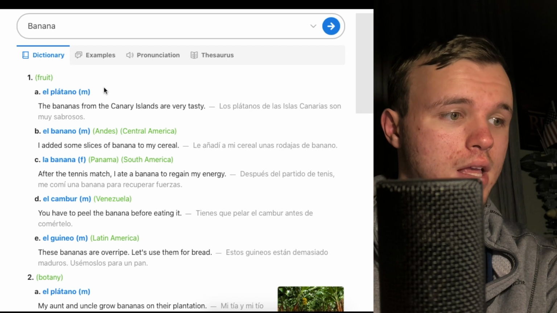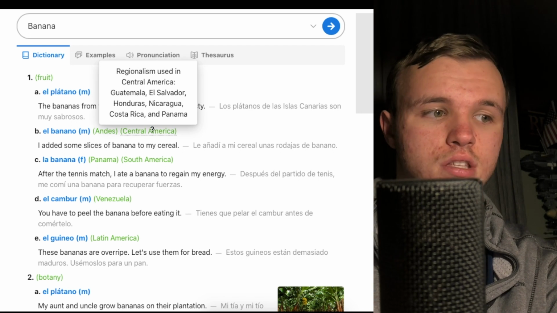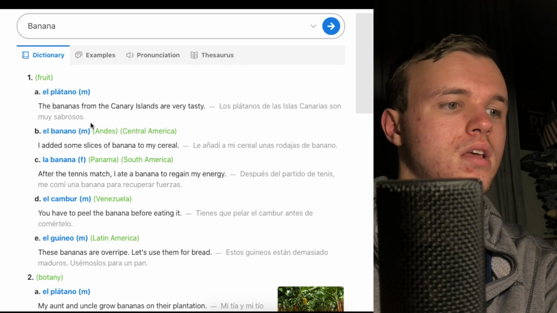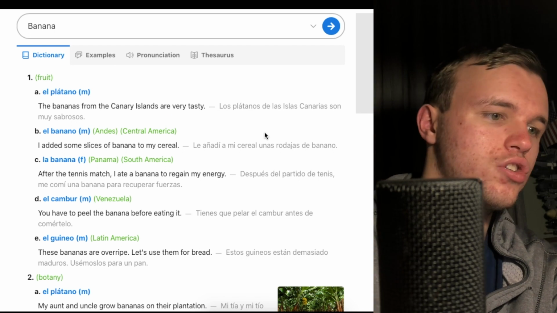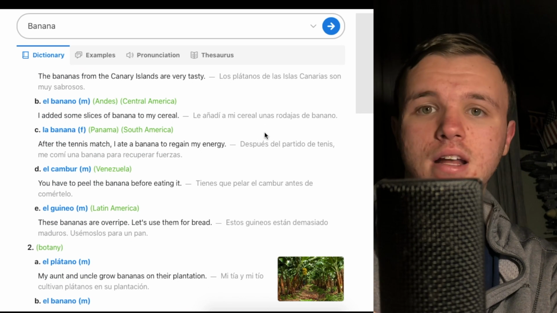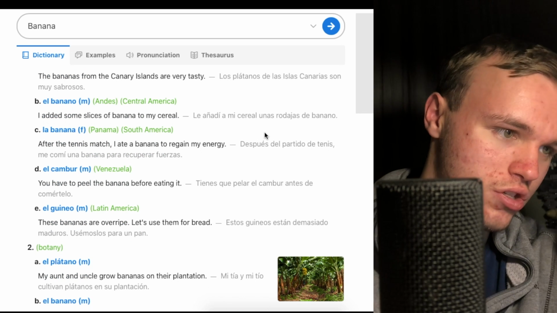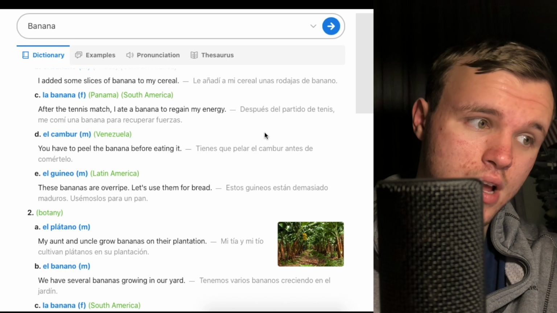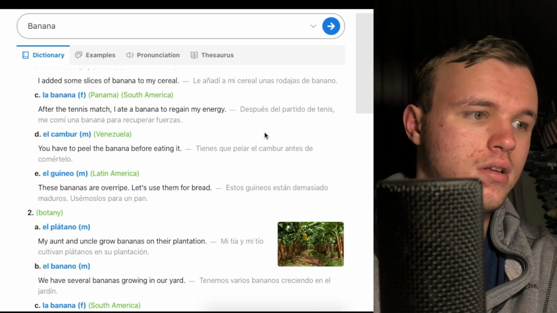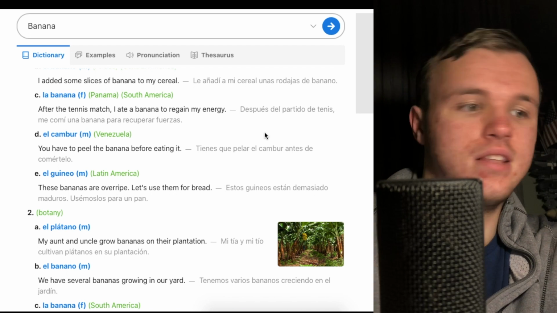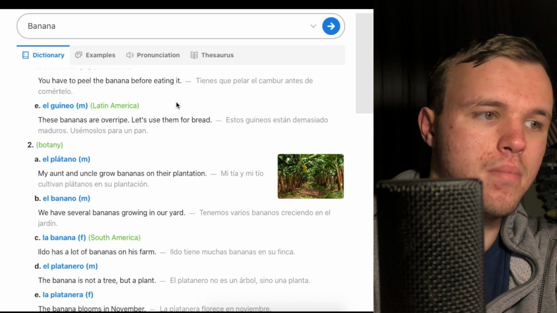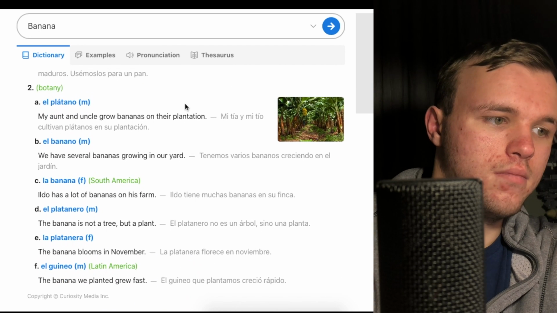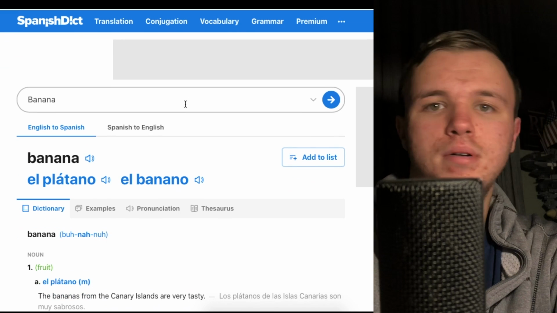But in the Andes, the mountains, and in Central America, it's el banano. That's very similar to the English. And then in Panama, la banana. Basically the English, they just took the English word. But in Venezuela, it's el cambur. El cambur. So that's a thing. And some people say guineo in Latin America. Obviously there are different ones for different places, but basically it just helps you.